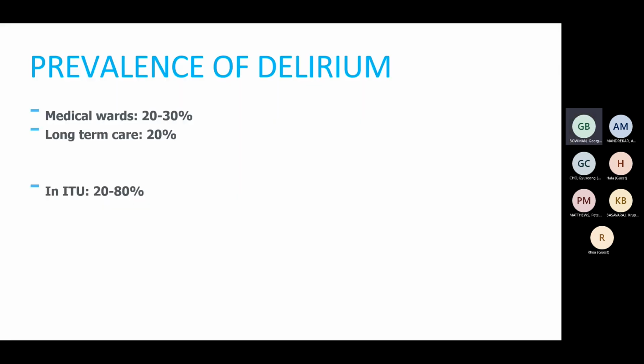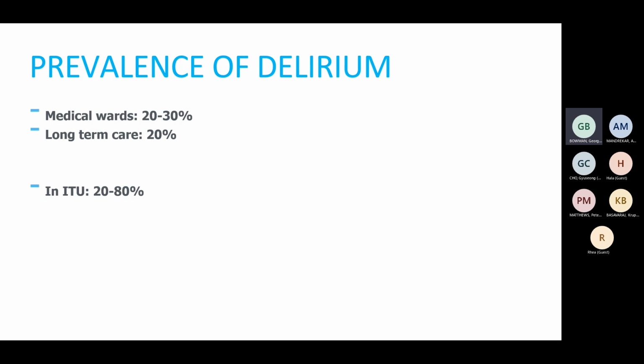Looking into the prevalence of delirium, it's actually quite poorly reported, I think because it's difficult to quantify the number of patients with delirium, but these NICE reports give this data. They think medical wards 20 to 30%, and long-term care, such as nursing homes, more like 20%. Specifically in ITU, one study found somewhere between 20 and 80%. That's not a very helpful number, but we're not entirely sure. These are looking at episodes of delirium which last between days to weeks.